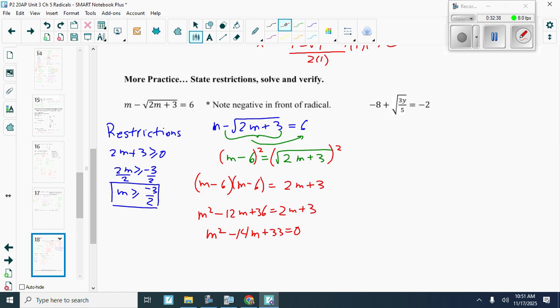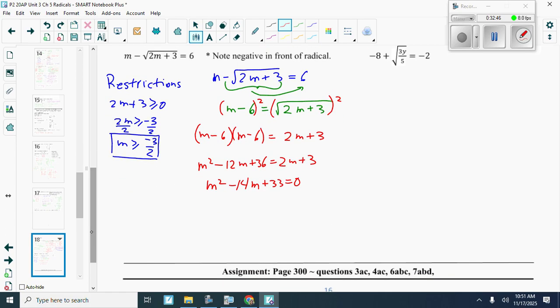Okay, so in this case, we could jump right into the quadratic formula, but let's just double check if we can factor this, just for a little bit less work. I'm thinking when there's 33, really we've only got 11 and 3. Can we get to negative 14 with an 11 and 3? Sure thing. We can do negative 11 and negative 3. Okay, those are our two possible solutions.